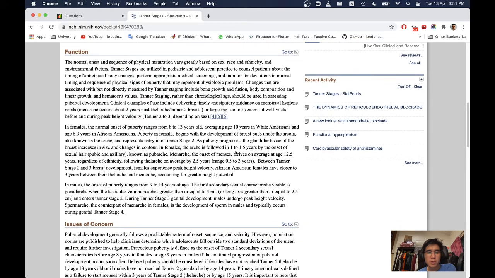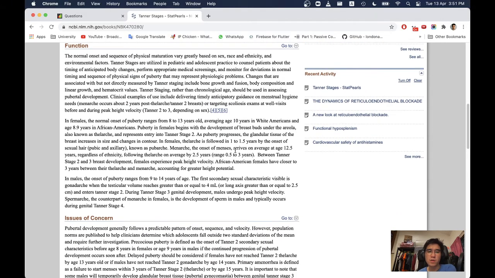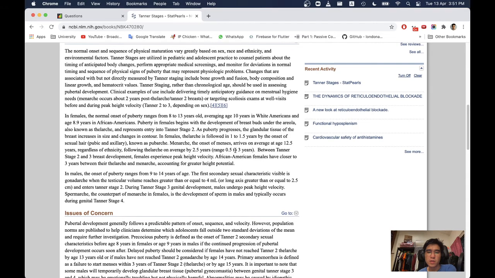In females, the normal onset of puberty ranges from 8 to 13 years old, averaging 10 years in white Americans and 8.9 years in African Americans. Puberty in females begins with the development of breast buds under the areola, also known as thelarche, and represents entry into Tanner stage 2.